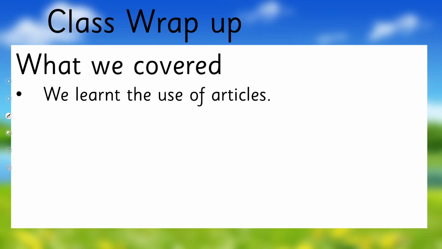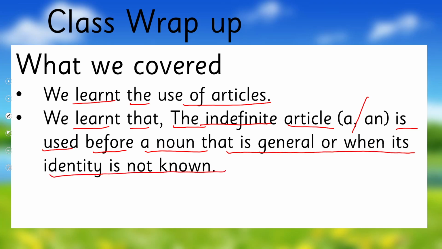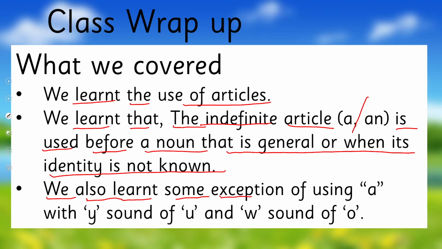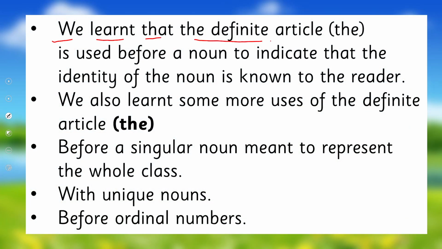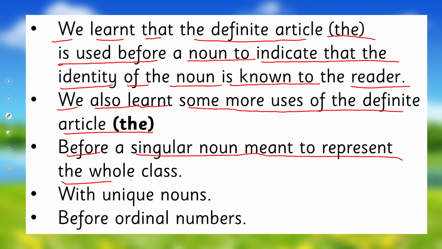All right, so what we have learned today, we learned the use of articles. We learned that the indefinite article "a" or "an" is used before a noun that is general or where its identity is not known. We also learned some exceptions of using "a" with the y sound of "u" and the w sound of "o." We learned that the definite article "the" is used before a noun to indicate that the identity of the noun is known to the reader or the listener. We also learned some more uses of the definite article "the" before a singular noun meant to represent the whole class, with unique nouns, and before ordinal numbers.